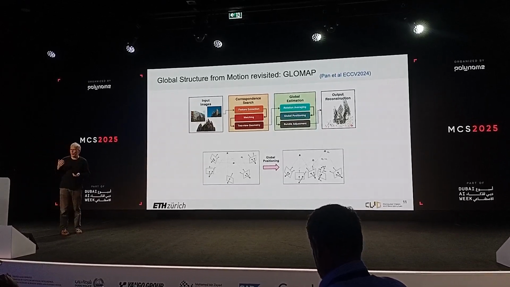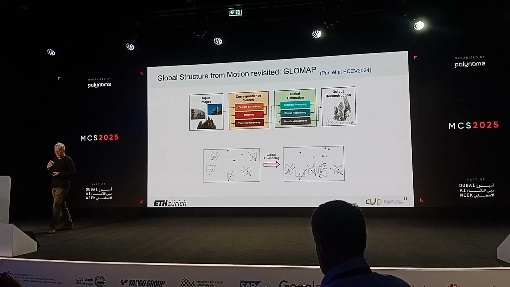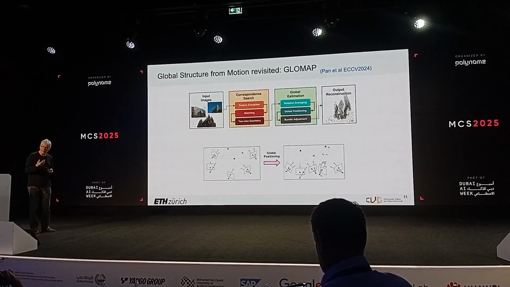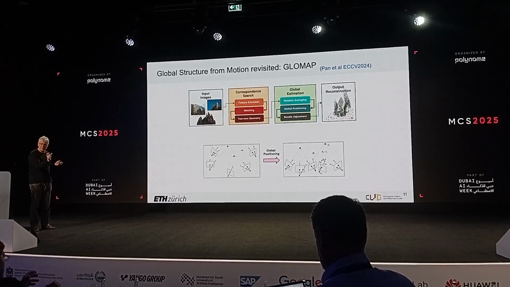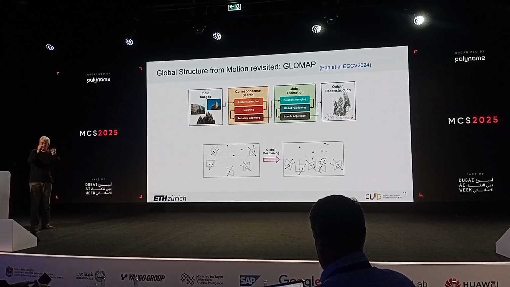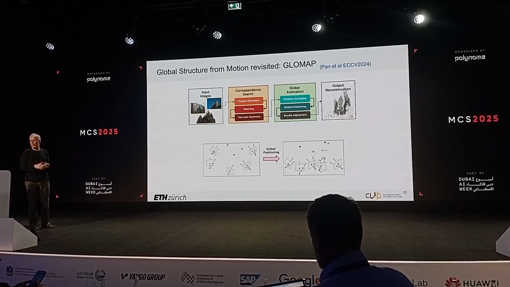COLMAP is essentially a sequential algorithm, which makes it kind of intrinsically slow because you look at all the images, you pick a good pair of images to start from, and then you keep adding images locally until you've added all the images in the collection.